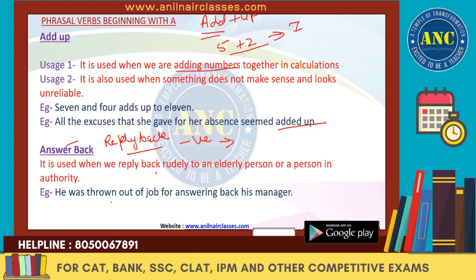So he was thrown out of the job for answering back his manager. See, his manager may not be elder to him, but what happens is he has a higher position. So he has all the rights to scold or to give you certain instructions and ask you certain questions. But then you reply back. So that is an inappropriate action, because of which you could be thrown out of the job, right?